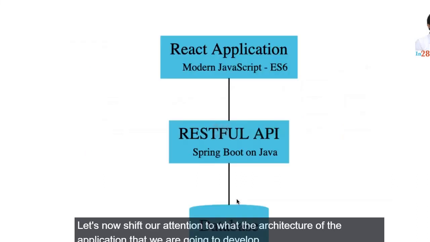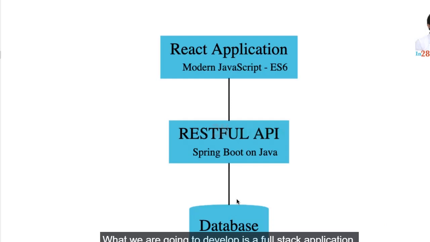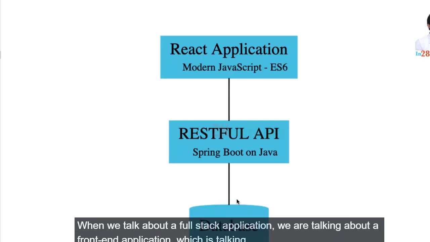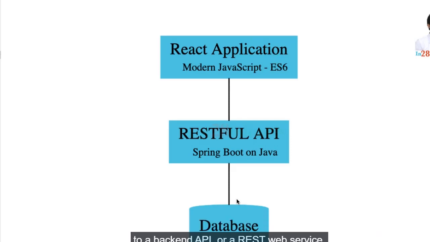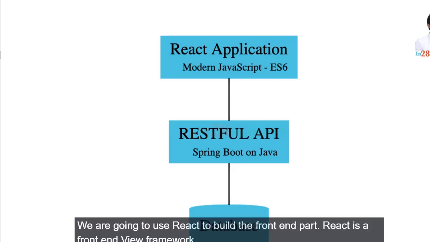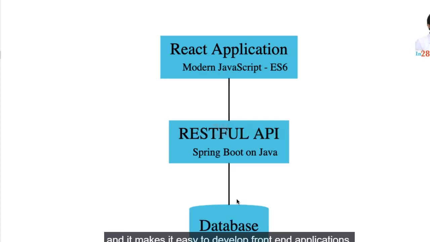Let's now shift our attention towards the architecture of the application that we are going to develop. What we are going to develop is a full stack application. When we talk about a full stack application, we are talking about a front-end application which is talking to a back-end API or a REST web service. We are going to use React to build the front-end part. React is a front-end view framework and it makes it easy to develop front-end applications.